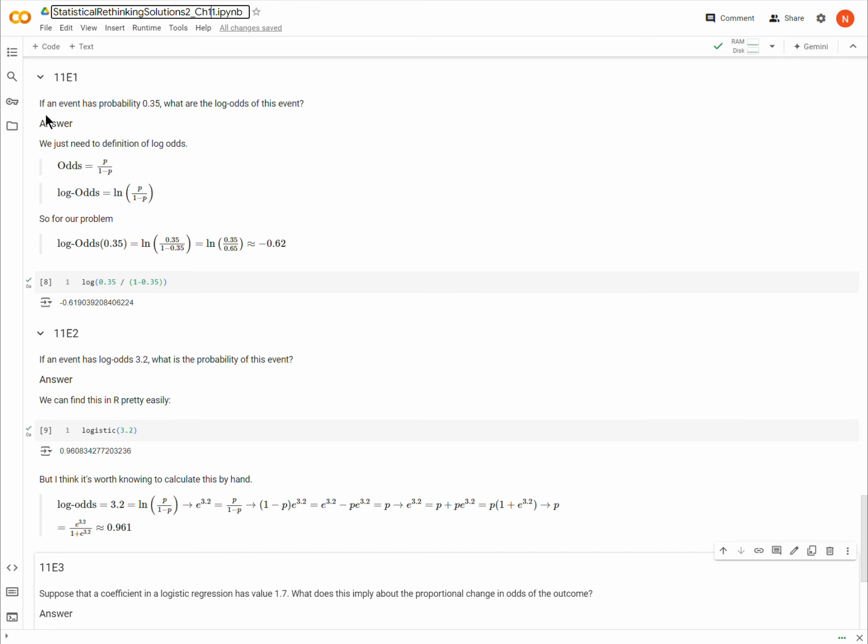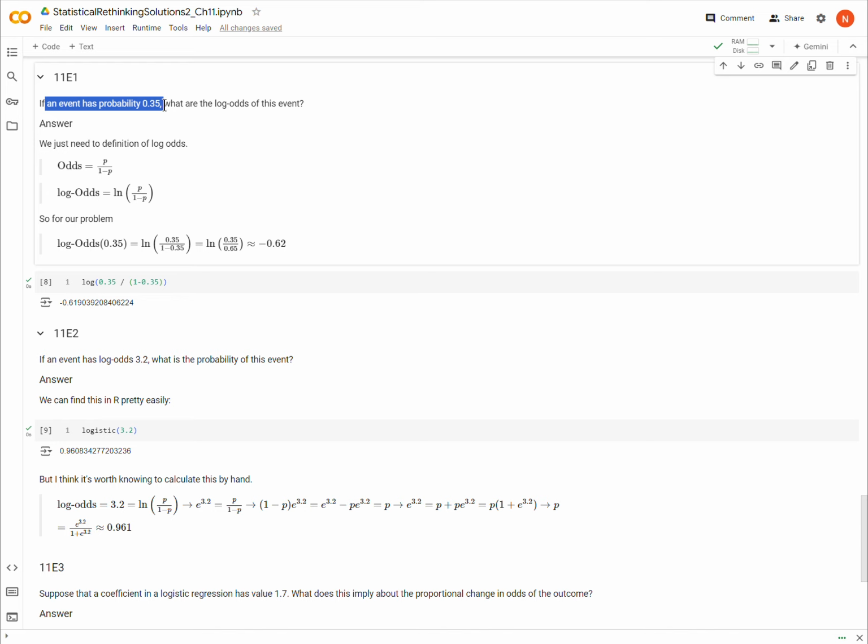The first question here is, if an event has a probability of 0.35, what are the log odds of the event? Just for a little bit of context with the book, hopefully you're reading along, but the log odds are what is used in logistic regression, which is a major type of regression for binomial events, such as the globe tossing example that has been used throughout the book.